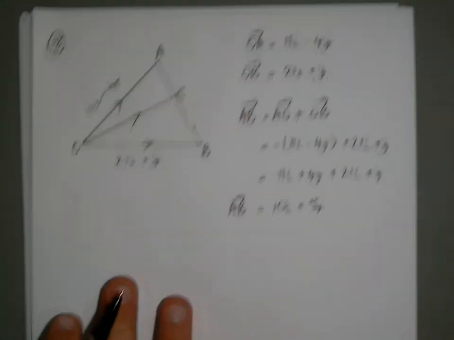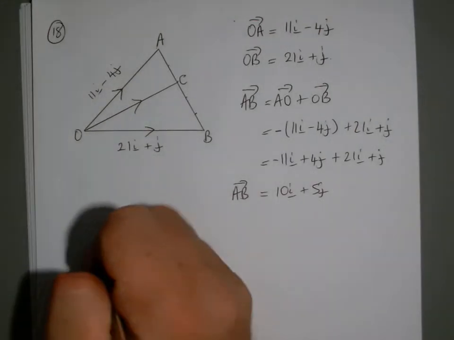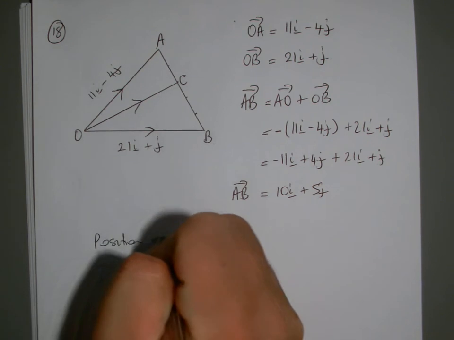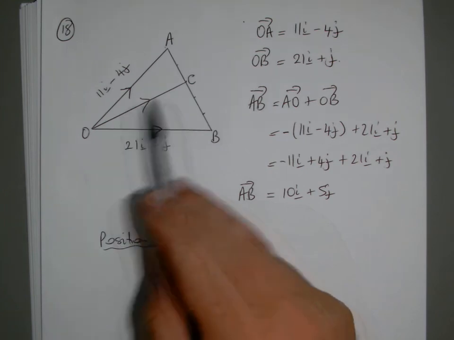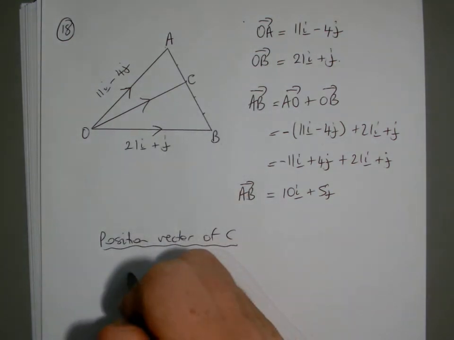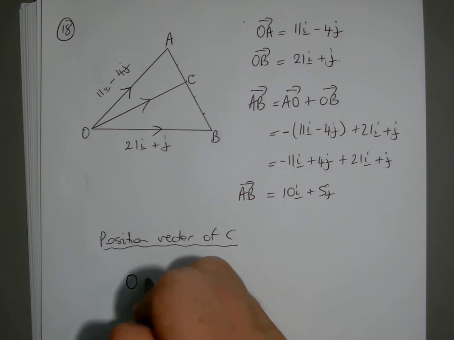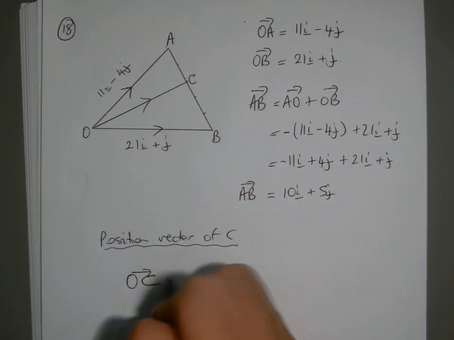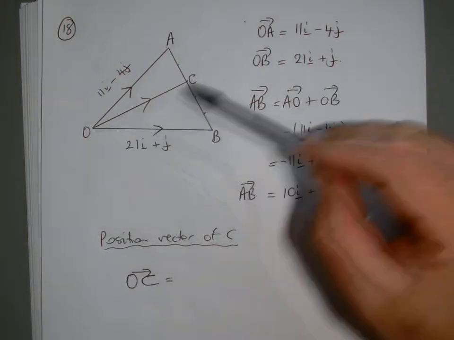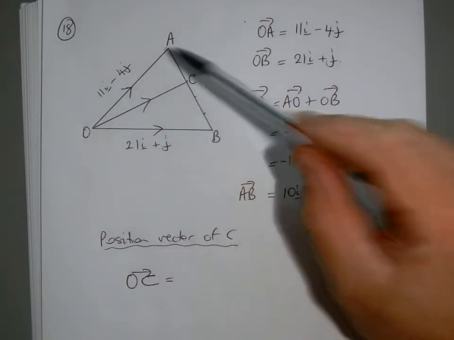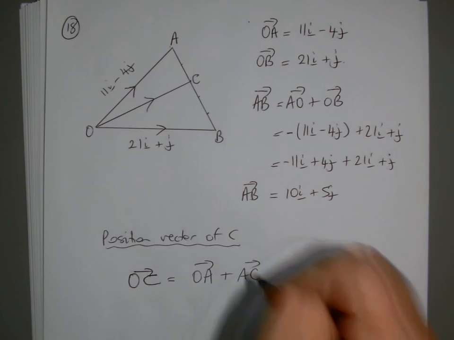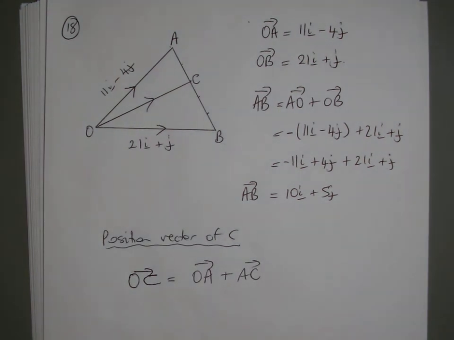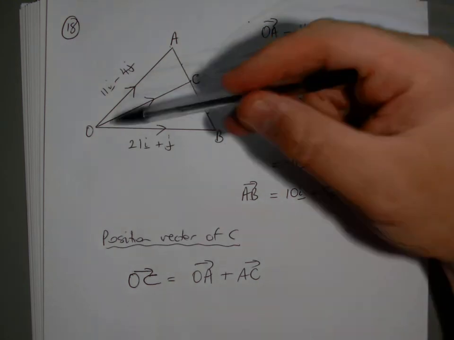Now going round to answer the question, I want the position vector of C. To get the position vector of C, I need to work out the vector OC. From O to C, I can think of as going O to A plus A to C. We've seen this sort of thing before, but this time I'm going to put it in terms of i's and j's. O to A plus A to C.